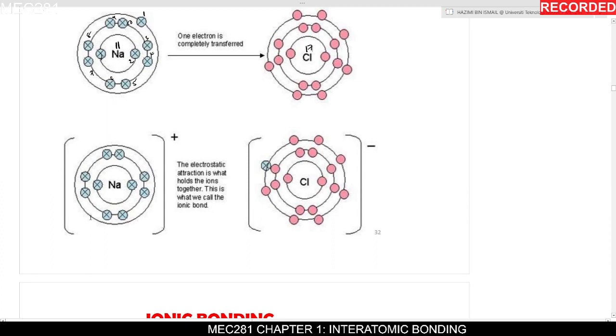This is what we call ionic bonding. So the sodium now becomes the positive ion, the cation, and the chlorine itself becomes the anion, the negative ion, because it receives the electron. Sodium is giving the electron, so it becomes the positive ion.